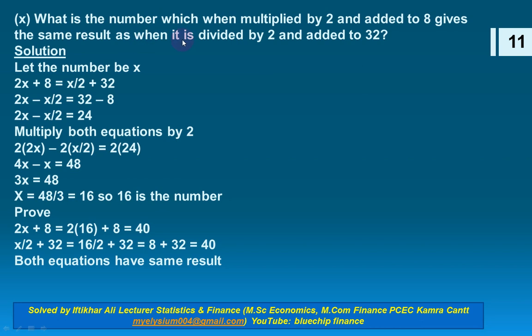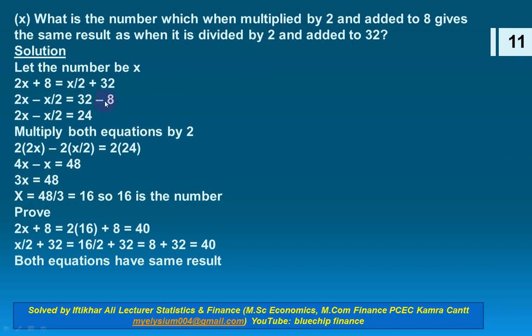as when it is divided by 2. What is divided by 2? The number which is missing. So x by 2 and added to 32, plus 32. So the whole statement means that 2x plus 8 equals x/2 plus 32.